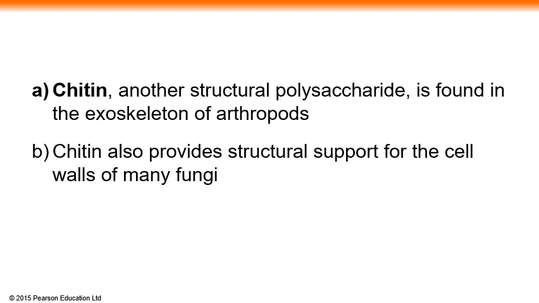Another structural polysaccharide, that's not for plants but for animals, is chitin. It's found in the exoskeleton, the outside frame of arthropods, the insects. So some insects are covered by a kind of hard shell. That's the chitin. Chitin also provides structural support for the cell walls of many fungi.